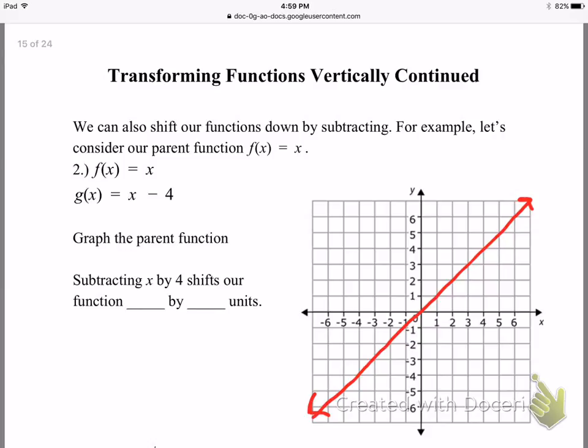So f of x equals x. What's going to happen when we subtract 4? Well, we know that it's going to shift down by 4. So we're going to start here, and now we're going to have another line. F of x is up here, our original function. G of x is just the same function shifted down. So it shifts our function down by 4 units. So adding is going to shift our function up. Subtracting is going to shift our function down.